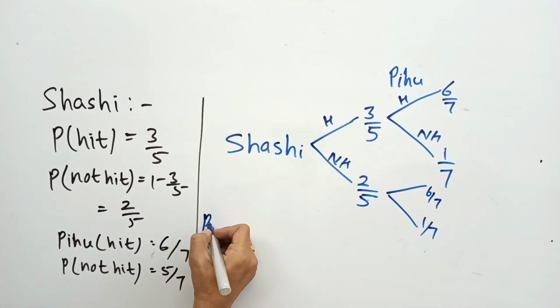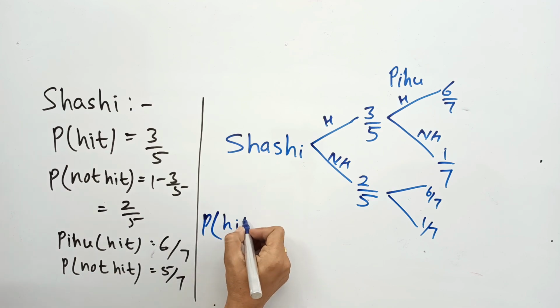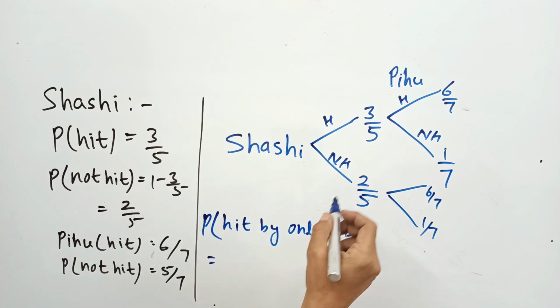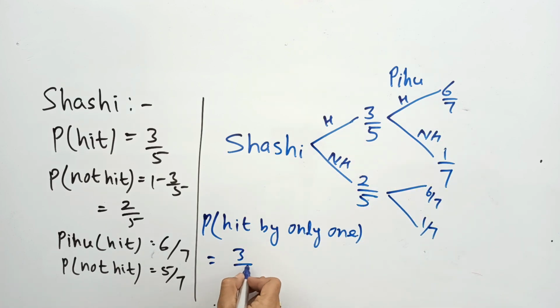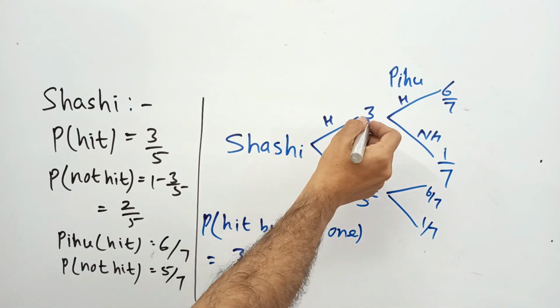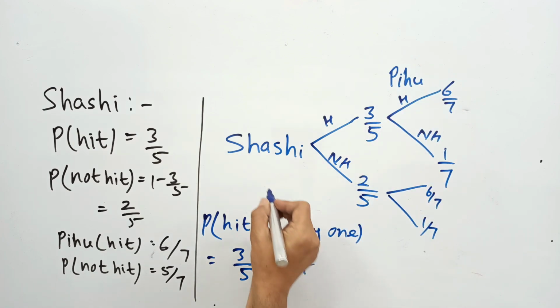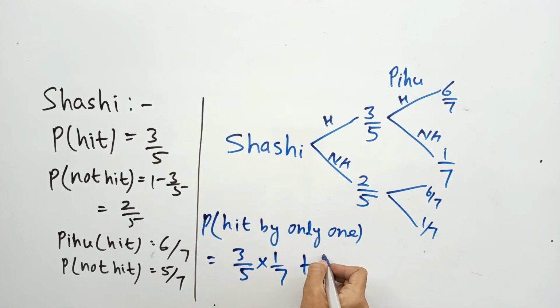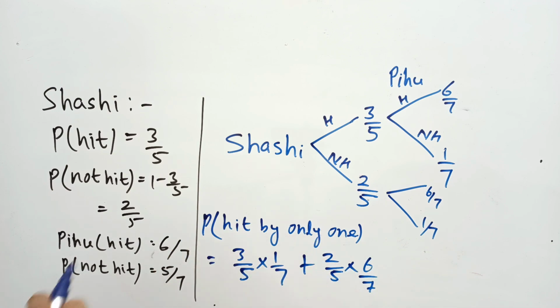So the probability when hit by anyone will be 3 upon 5 into 1 upon 7. Means either Shashi will hit, then PU will not hit, plus here either Shashi will not hit and PU will hit. This will give us the answer.